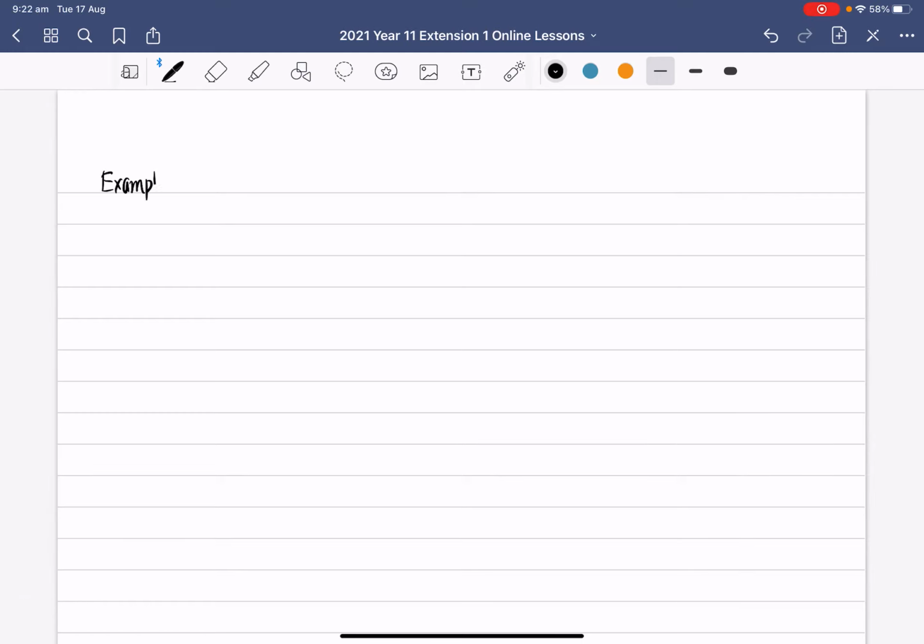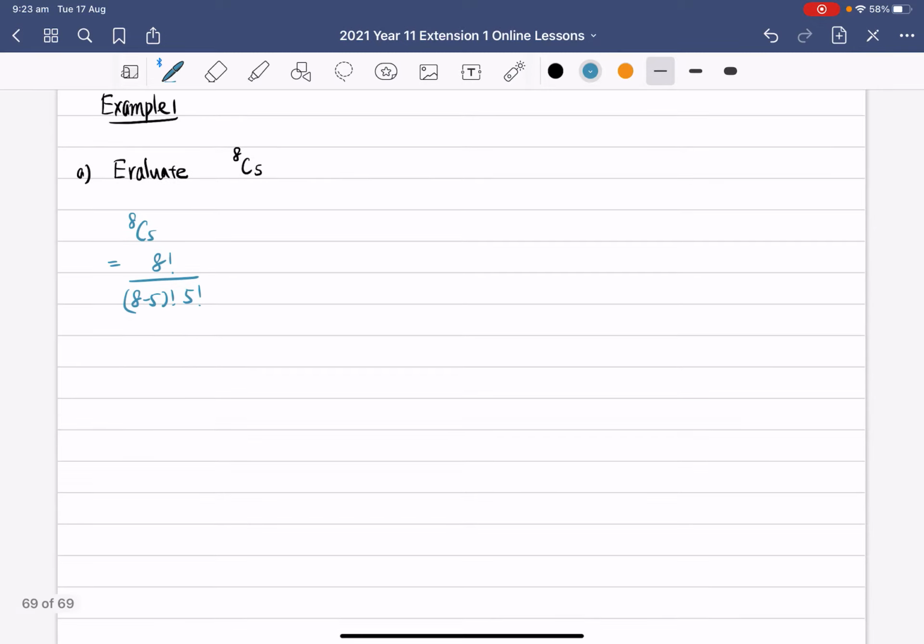So it will be questions like: use the formula nCr to evaluate, obviously without using a calculator. The question asks you to evaluate 8C5. That's easy. We're using the formula: 8C5 is equal to 8 factorial over 8 minus 5 factorial and 5 factorial, which means that's equal to 8 factorial over 3 factorial and 5 factorial, and we just need to continue the process.